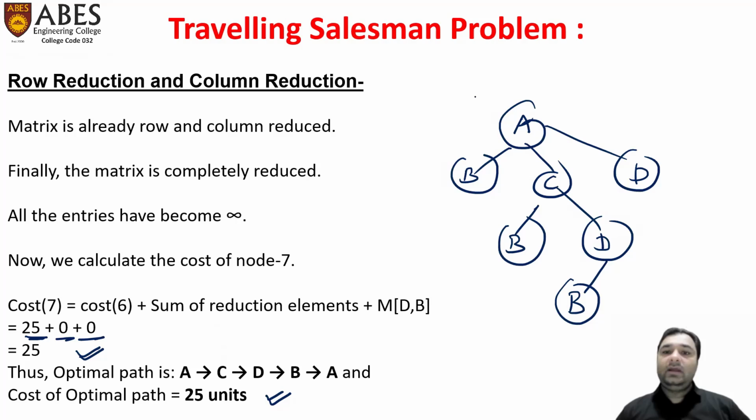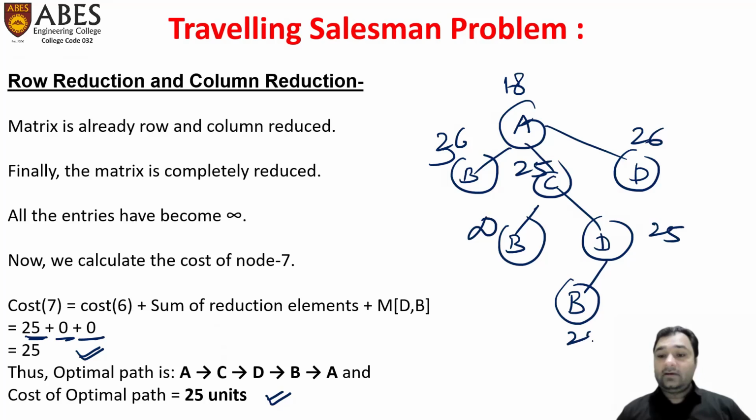So what we are doing is, this is 18, this is 36, this is 25, then this is 26. This was infinity, this was 25, then this was again 25. This was the path which we have obtained.